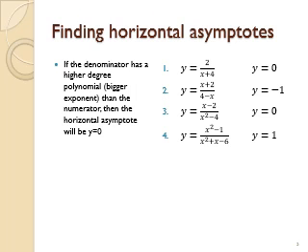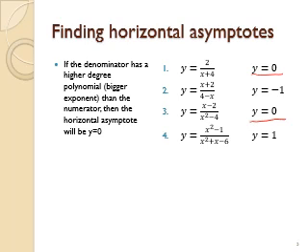Okay, so there's basically 3 different possibilities, or 3 different rules, for horizontal asymptotes. Here's the first one. It says if the denominator has a higher degree than the numerator, the asymptote will be 0. Well, we know that we have two functions where the asymptote is 0. So let's see if we can understand why the asymptote is at 0.